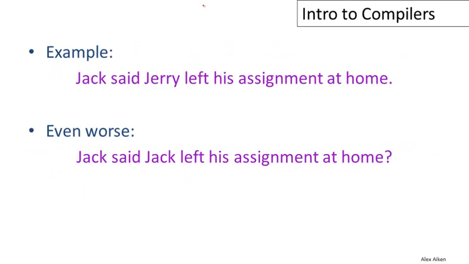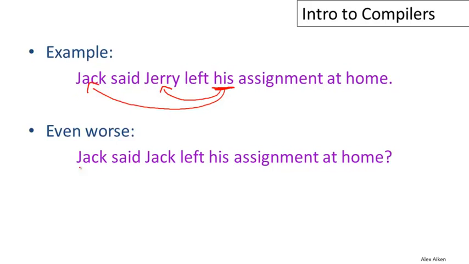As an example of the kind of thing that we do in semantic analysis, again, using an analogy in English, let's consider the following sentence. Jack said Jerry left his assignment at home. And the question is, who does his refer to here? It could be that his refers to Jerry, in which case we would read, Jack said Jerry left Jerry's assignment at home. Or it could refer to Jack, in which case we could read the sentence as, Jack said Jerry left Jack's assignment at home. And without more information, we actually don't know which one his is referring to, whether it's Jack or it's Jerry.